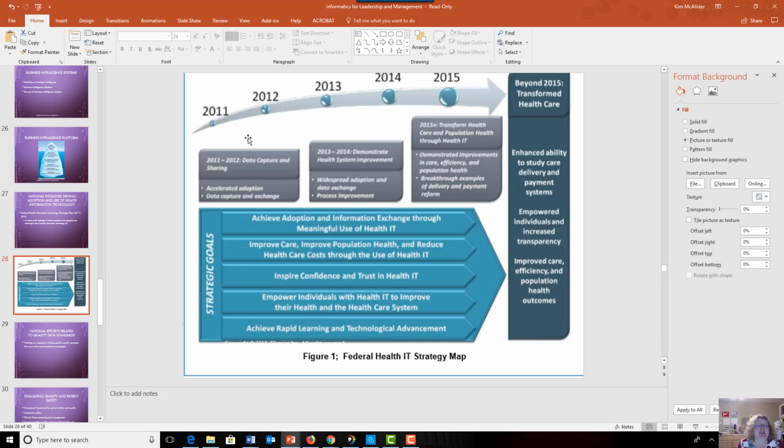In 2011 and 12, we really started capturing data, and then we began having more access and more use of it. And then in 2015 and beyond, we've worked on making it better, making it more transparent, in some cases allowing patients to put in their information. And we've also added population health and public health to this system.